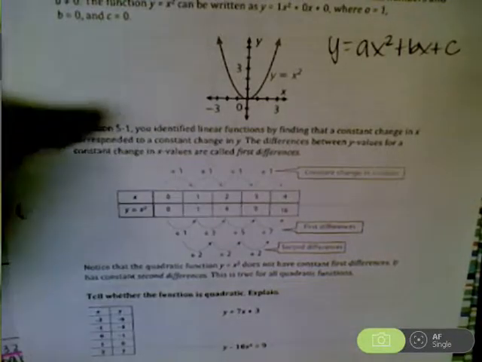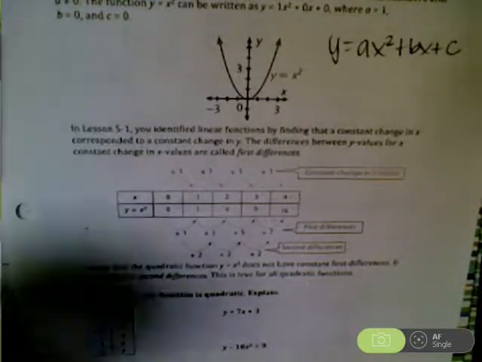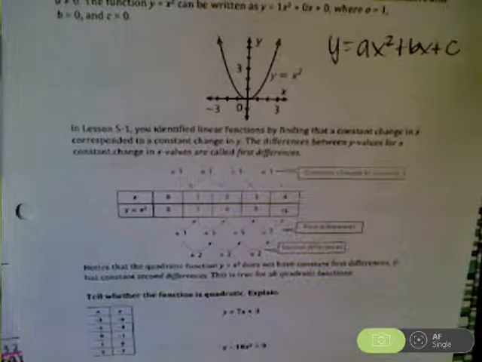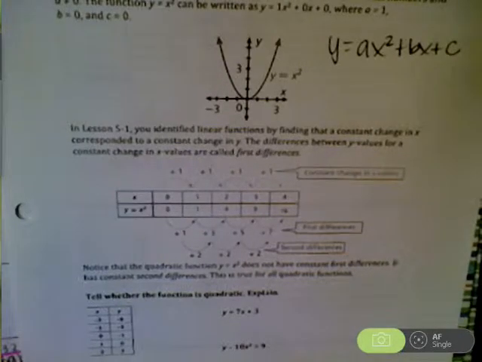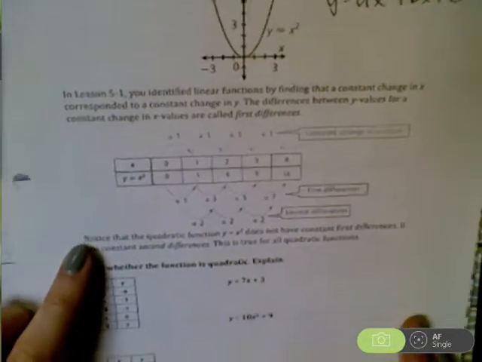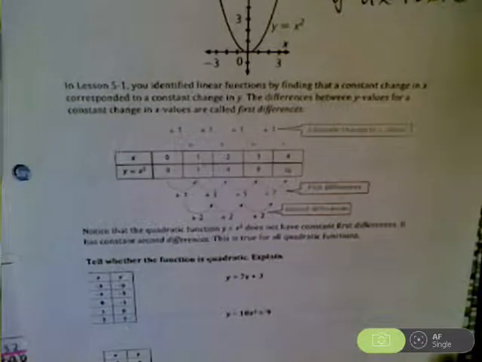In the next paragraph, it says, in Lesson 5.1, you identified linear functions by finding a constant change in x corresponded to a constant change in y. The differences between y values for a constant change in x values are called first differences. Notice that the quadratic function y equals x squared does not have constant first differences. It has constant second differences. This is true for all quadratic functions.